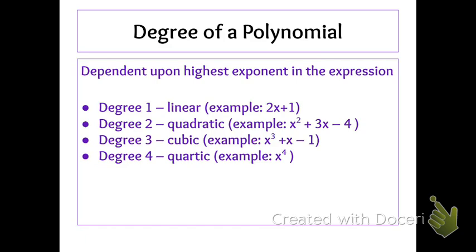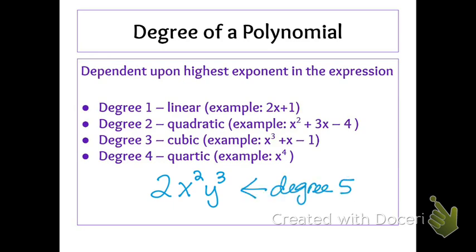Now just a side note, if you see anything that has multiple variables, like 2x squared y cubed, this has degree 5. The way we figure that out is that we look at all of the variable exponents and add them. x squared has degree 2, y cubed has degree 3, and 2 plus 3 is 5. We don't have a special name for degree 5. Technically it would be quintic, but if you just know the first 4, linear, quadratic, cubic, quartic, that's good enough. After that you can just say degree 5, degree 6, degree 7, etc.